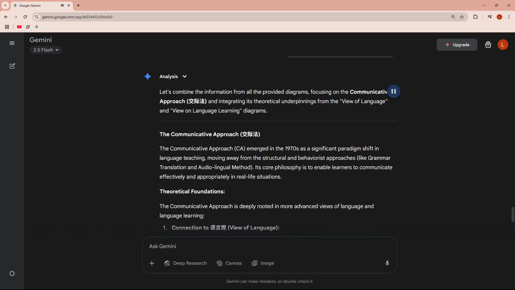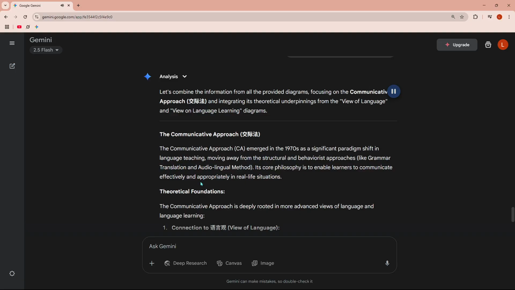The communicative approach, CA, emerged in the 1970s as a significant paradigm shift in language teaching, moving away from the structural and behaviorist approaches, like grammar translation and audio-lingual method. Its core philosophy is to enable learners to communicate effectively and appropriately in real-life situations.